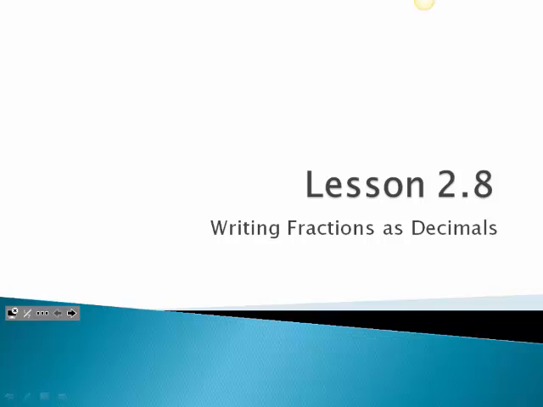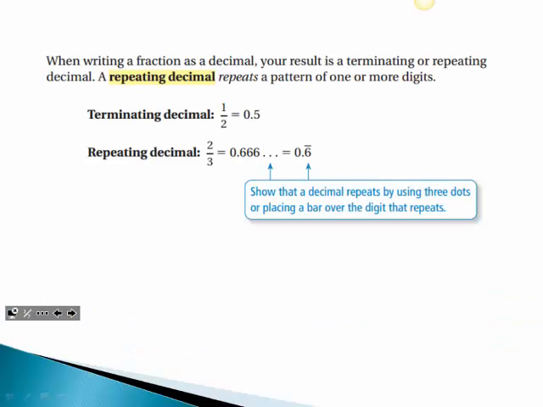Hey guys, lesson 2.8. Today we're going to be doing it the other way and writing fractions as decimals. When writing a fraction as a decimal, your result is always a terminating or a repeating decimal. A repeating decimal repeats a pattern of one or more digits. So if you have 1 over 2, that would become 0.5. That is a terminating decimal.